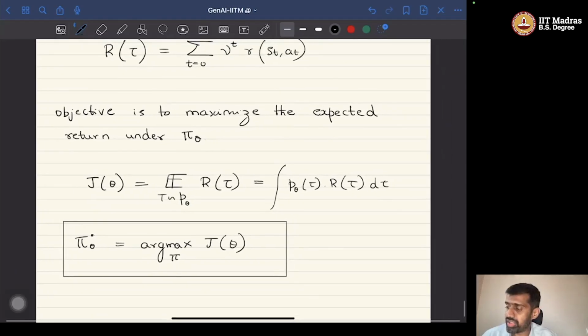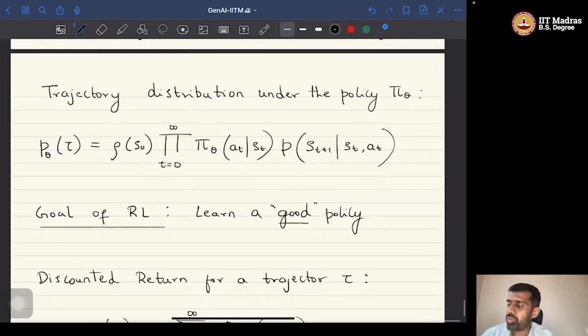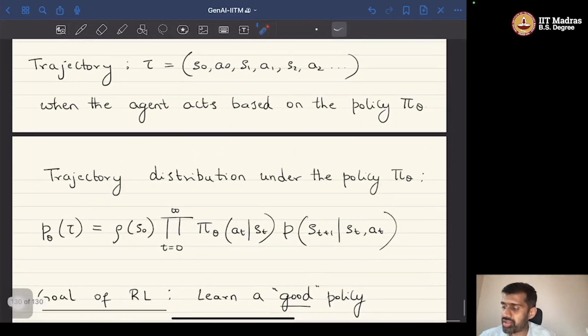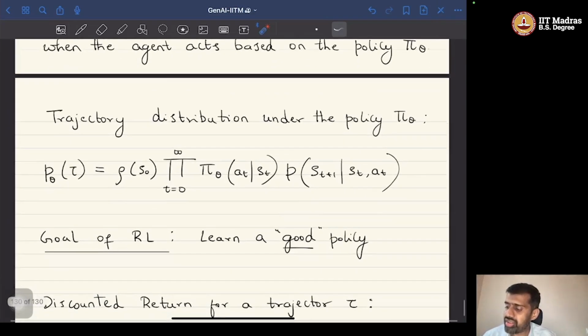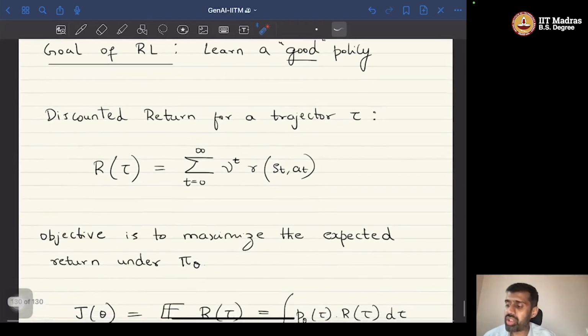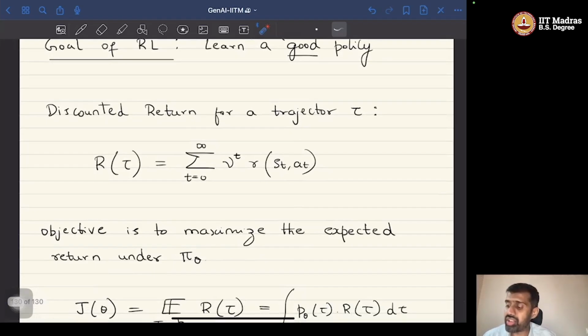So let's just quickly recap what we did. While an agent is interacting with the environment, we obtain what is called a trajectory, which is a set of alternating states and actions. We can define the distribution of the trajectory under the policy pi using this particular expression. Now, the goal of the reinforcement learning algorithms is to learn a good policy. One way to define the goodness of a policy is by defining what is called the discounted return, which is nothing but the weighted reward over the entire trajectory.